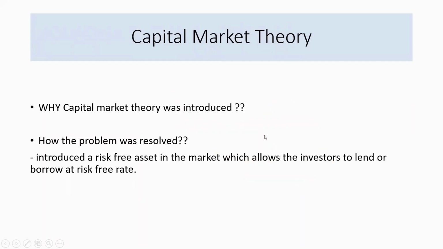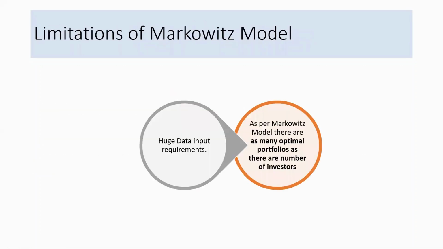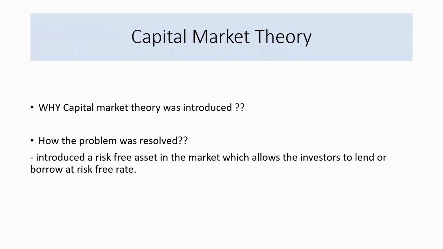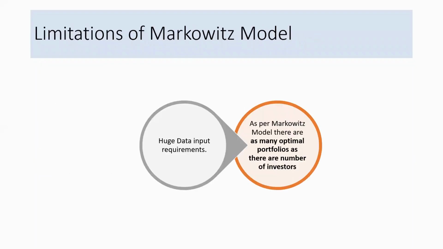Now, to overcome these two limitations, we came across the capital market theory, which was just an extension of the portfolio theory. So how did we actually overcome these problems? How was the problem of huge data input requirement solved? That instead of calculating the covariance or the risk or the standard deviation for each and every security, you just take a base. What base will you take?